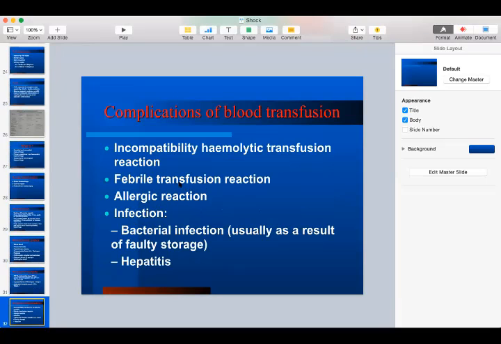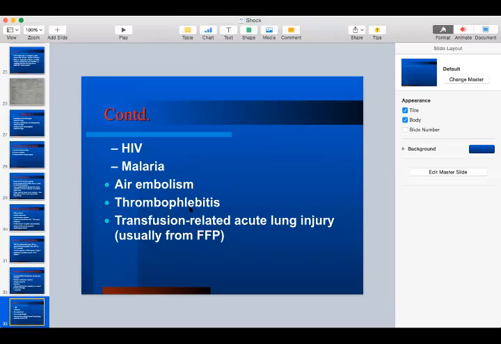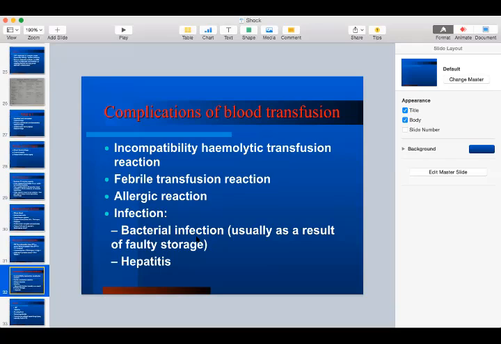Complications of blood transfusion. Incompatibility, hemolytic transfusion reaction can occur. Febrile transfusion reactions. Allergic reaction can occur. Infection can happen. Could be hepatitis, malaria, bacterial infection, faulty storages, HIV, or air embolism, thrombophlebitis, transfusion-related acute lung injury, usually from FFPs. These were generally basic complications of the blood transfusion.